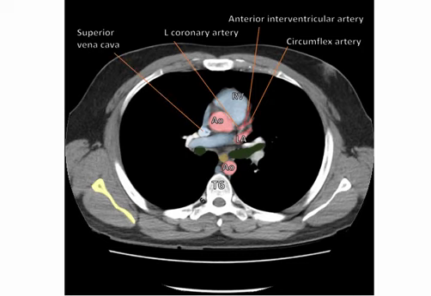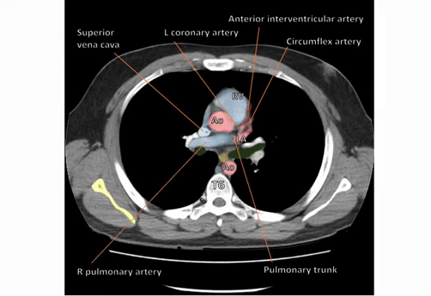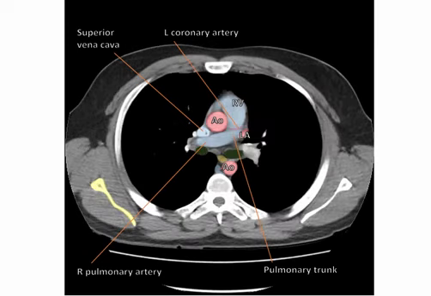right atrium. We can see the uppermost part of the left atrium, which forms the auricle, and we can see the inferior part of the pulmonary trunk. This is in continuity with the right pulmonary artery here. Here, we can see the junction of the left coronary artery with the ascending aorta.